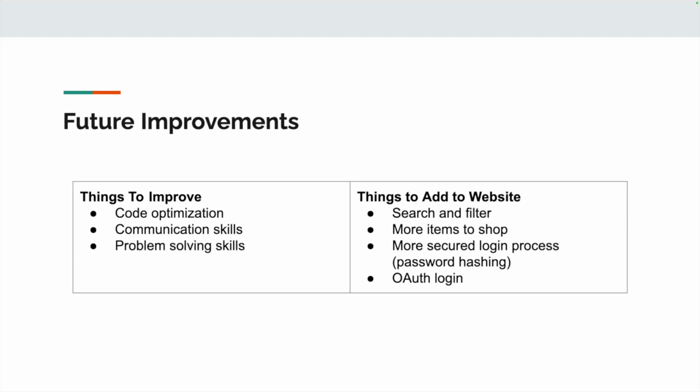Some of the things that I definitely want to work on is, again, the communication skills. And through solving more problems, I become a better problem solver. And as for the website, I do want to add some features such as search and filter, where the users are able to go through the shop and search for the items that they want. And I would like to add more items to the shop, as well as adding a more secured login process and OAuth login, where users can log in with Google.